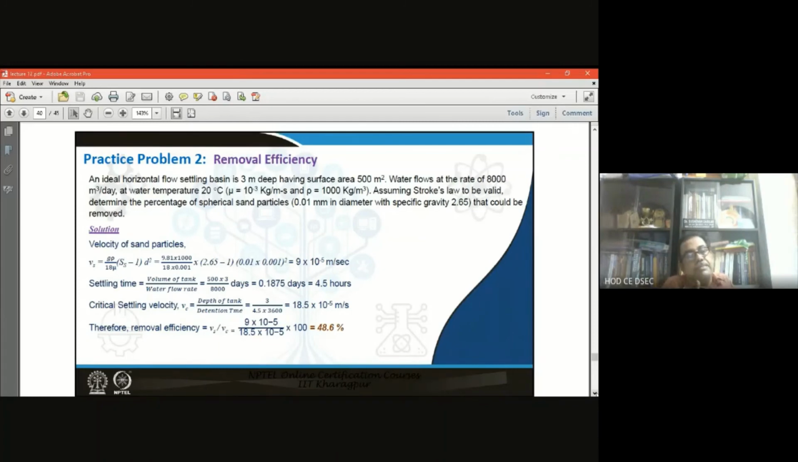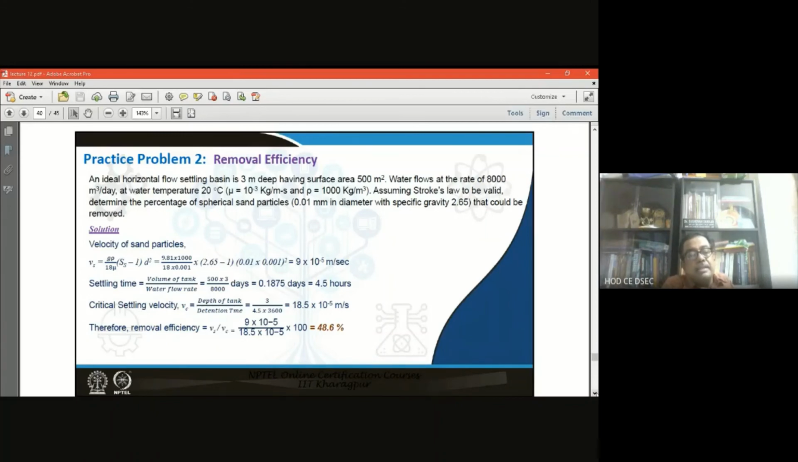It should be remembered in your mind: what is the detention time? It is nothing but volume by discharge. Very important, that's why I am telling you repeatedly. So the volume is 500 into 3, and the discharge is 8,000. You will get 4.5 hours after converting the day by multiplying by 24. That means the detention time is 4.5 hours.